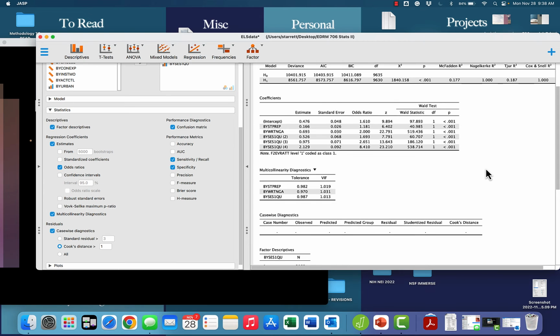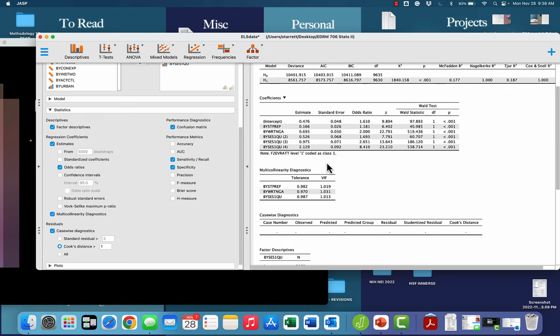All right, let's go now to our coefficients table, and again, we've got Wald tests for each independent variable. Let's start with our two continuous independent variables, student preparation and teacher-rated writing ability. We see we've got an odds ratio of 1.181 for student preparation and an odds ratio of 2 for writing ability. Since these are both greater than 1, what this is saying is that as ninth grade student preparation and teacher-rated writing ability increase, the likelihood of post-secondary enrollment increases.